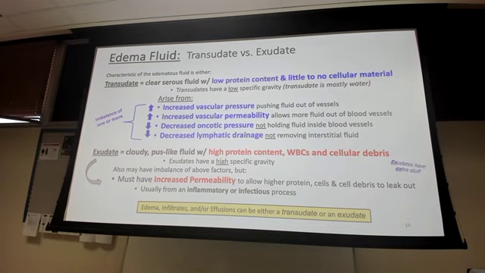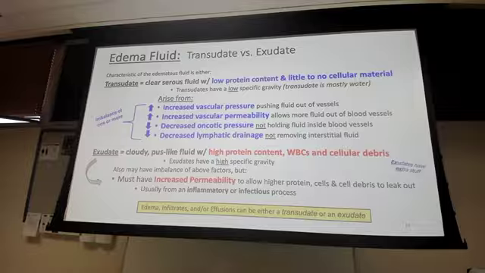Now exudate is typically caused by severe inflammation or a large amount of inflammation, typically from infections. When that happens, those endothelial gaps are going to open up, and they're going to release their contents: white blood cells, proteins, any type of cellular debris that came from the white blood cells trying to fight off whatever's going on there. And they're going to have a high specific gravity because there's a lot of stuff in there. So think about exudate as having extra stuff in it. It has more than transudate. And it's typically, like I said, due to some type of infectious or inflammatory process. Edema, infiltrates, and effusions can either be transudate or exudate.